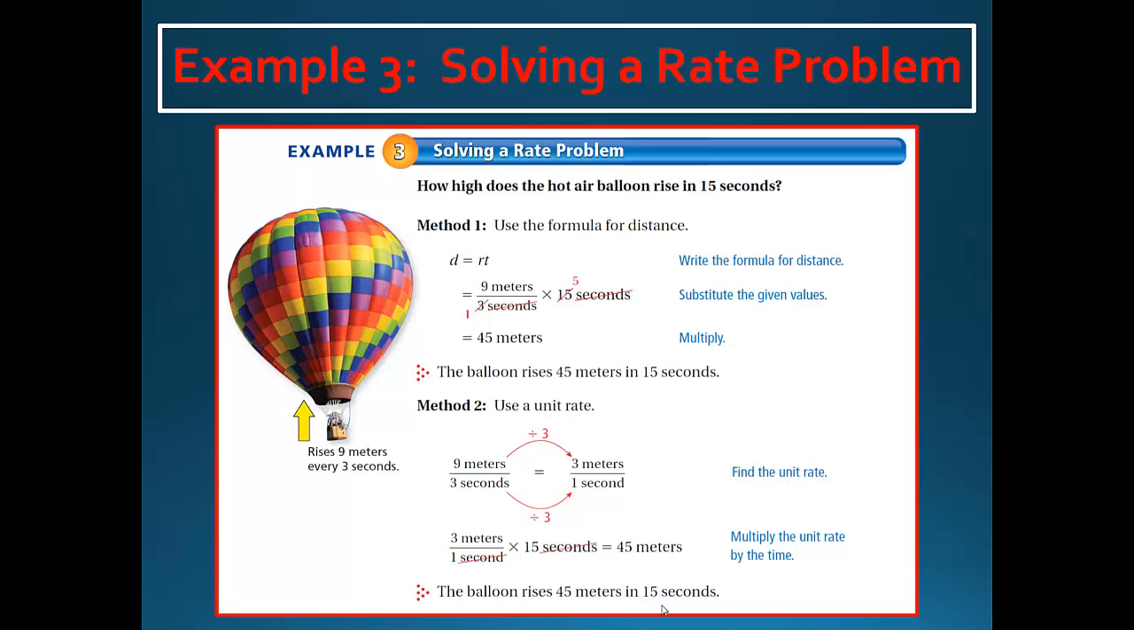Now we can use that unit rate to help us solve the problem. If it's 3 meters per second, we're going to multiply that by 15. Our seconds will cancel, and 3 times 15 equals 45. So again, we get 45 meters. So the balloon rises 45 meters in 15 seconds.